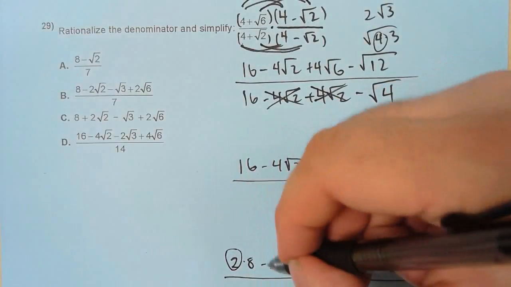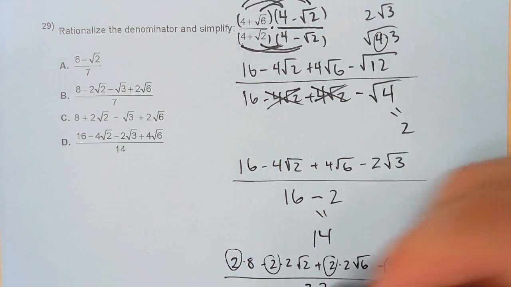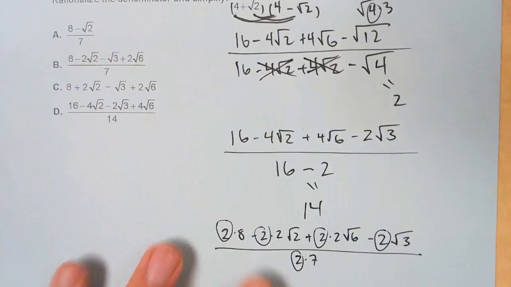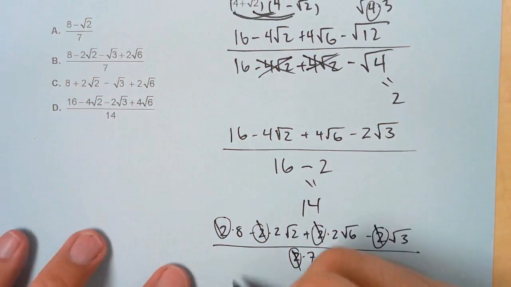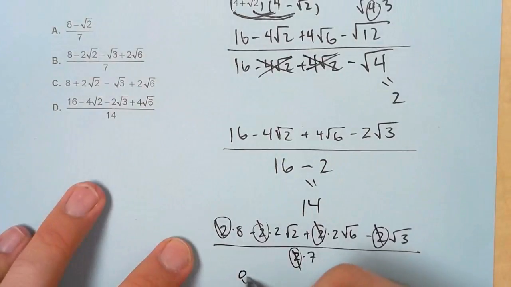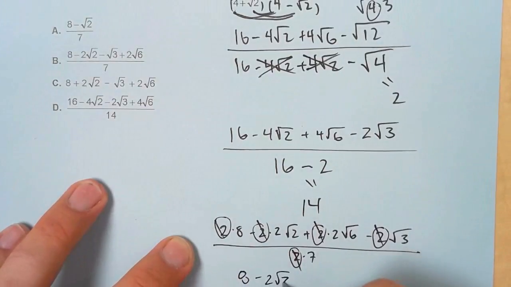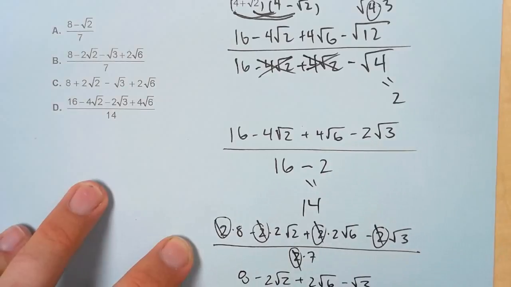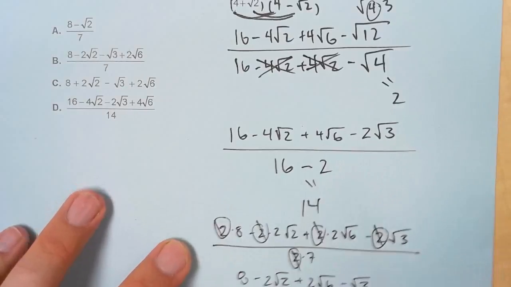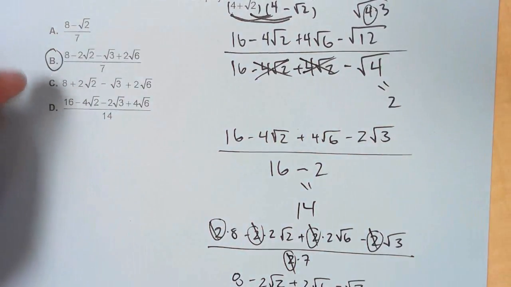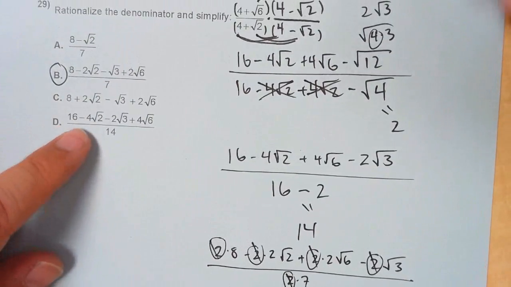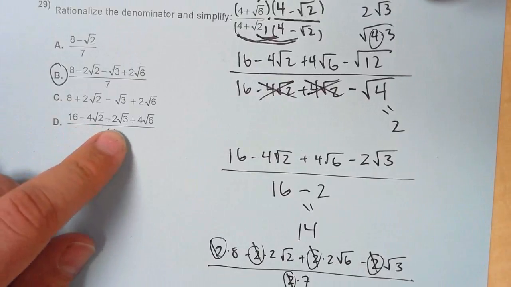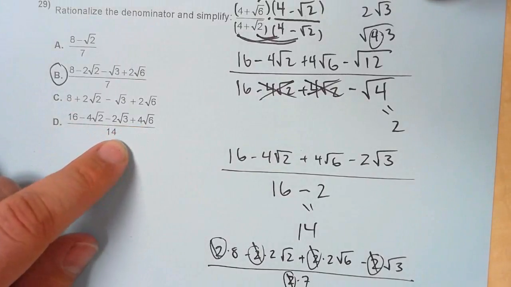There's a 2 in every single one of these terms, so we're going to cancel it everywhere. So we're going to have 8 minus 2 square root of 2 left, plus 2 square root of 6, minus the square root of 3, all over 7, which is answer B. And the reason it's answer B and not answer D is because 16 divided by 2, 4 divided by 2, 2 divided by 2, 4 divided by 2, and 14 divided by 2.